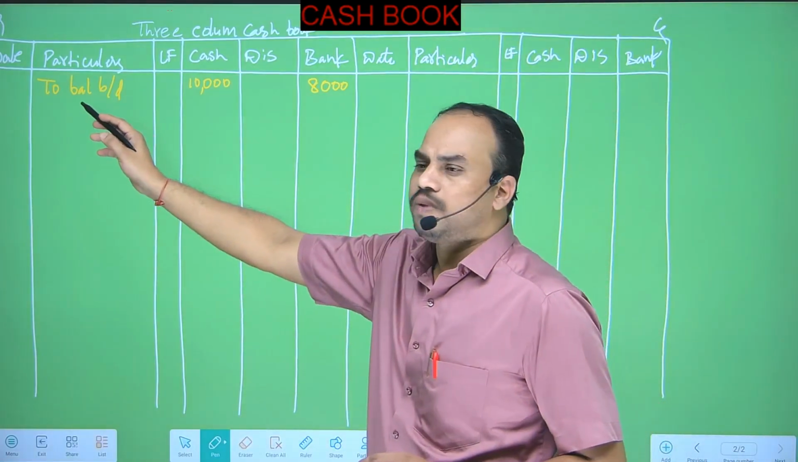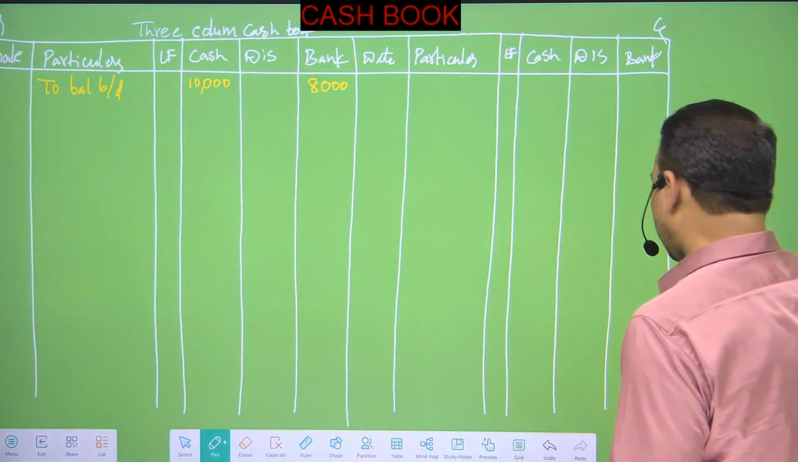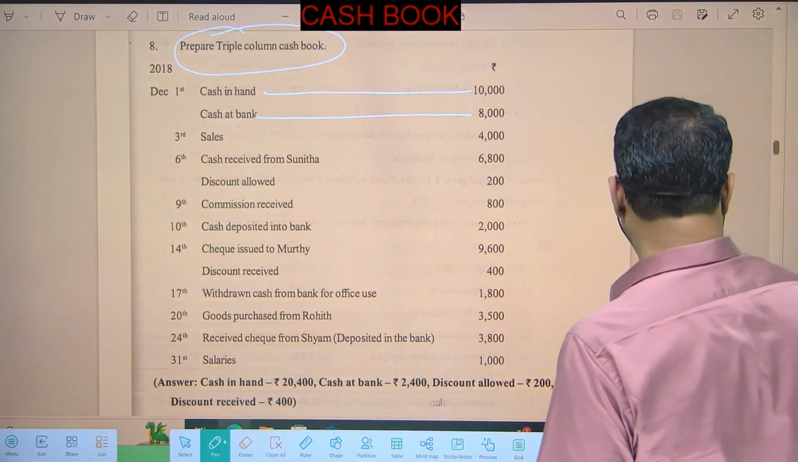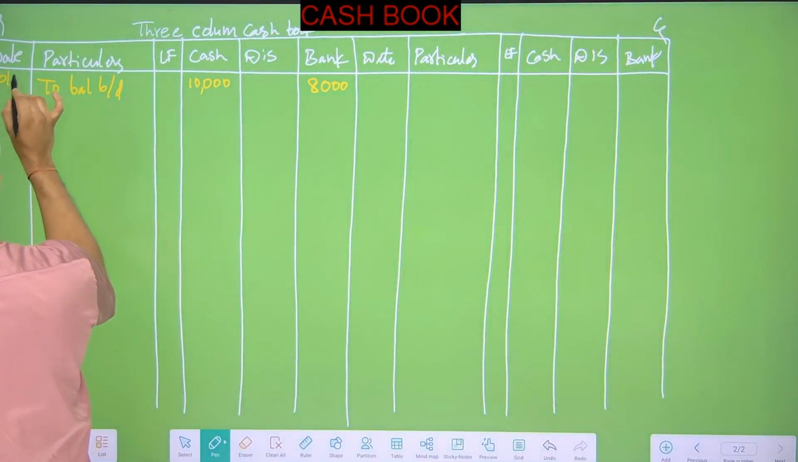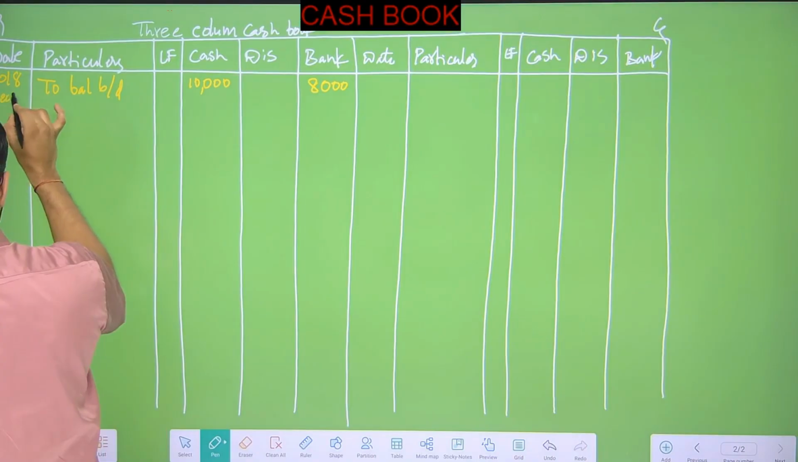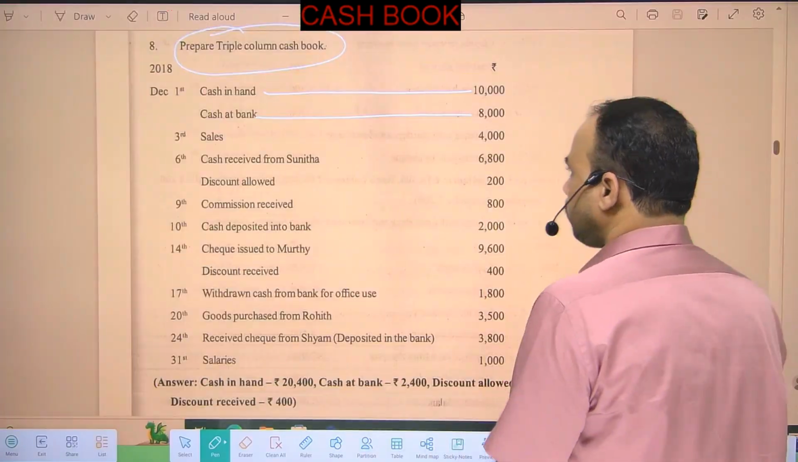Here we have to write 'To balance brought down', that is the opening balance. What is the date given in the question? That date we have to write: 2018 December 1st. So I will write here 2018 December 1st. This is the procedure to start the problem. Okay, from here, see the next transaction.